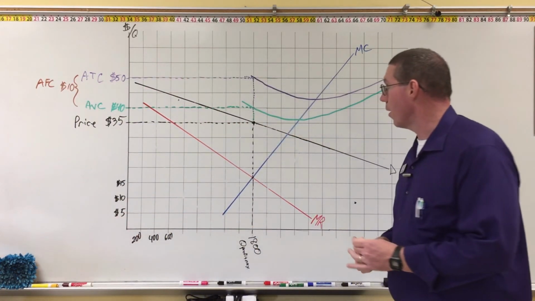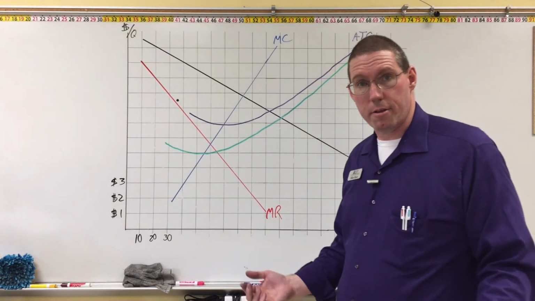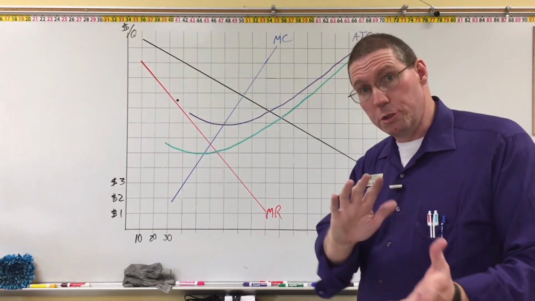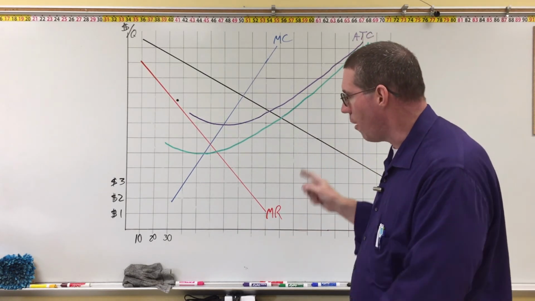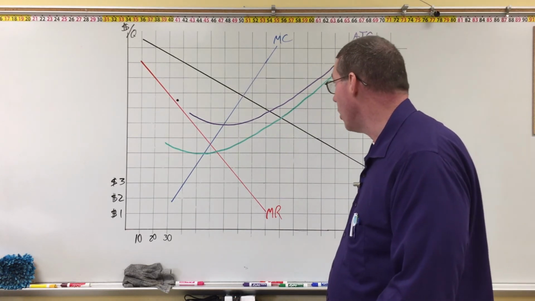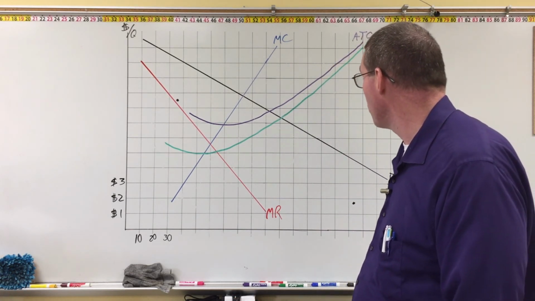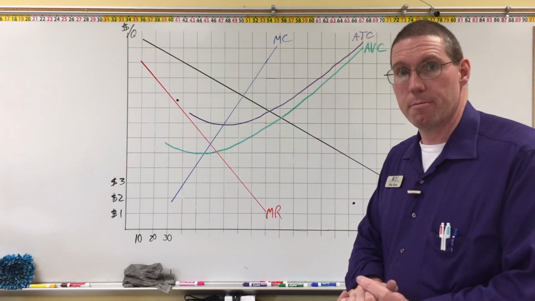Okay? All right, we'll just do one more example. All right, here's our last example for this. So what I want you to do right now is pause the video, then see if you can figure out the profit maximizing quantity, the profit maximizing price, and also identify the average total cost, average variable cost, and average fixed cost at the profit maximizing quantity.